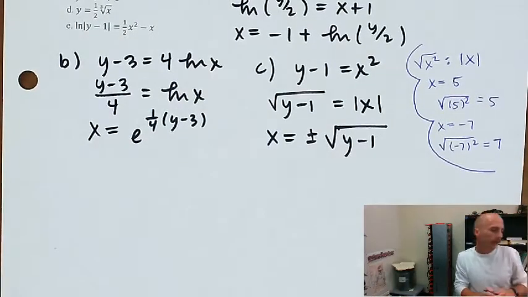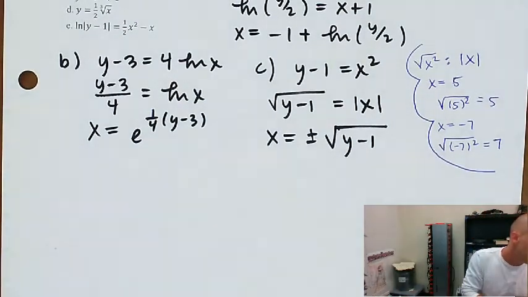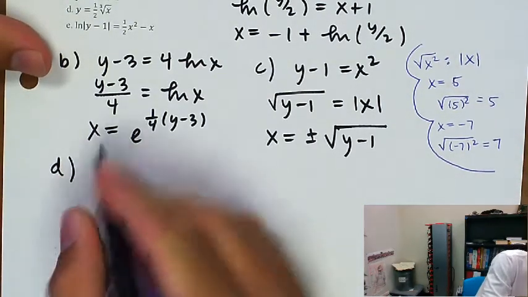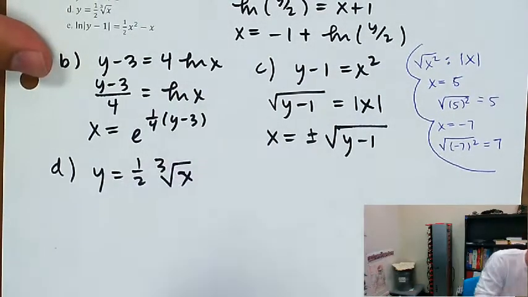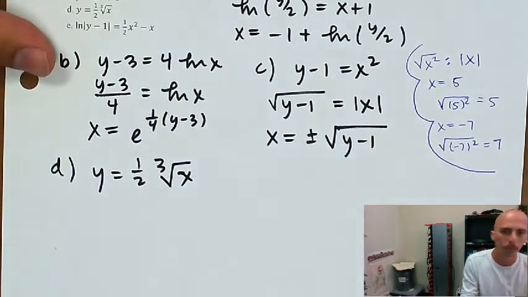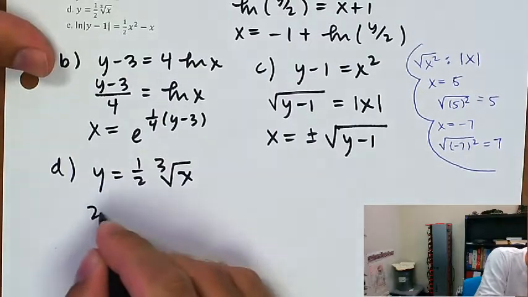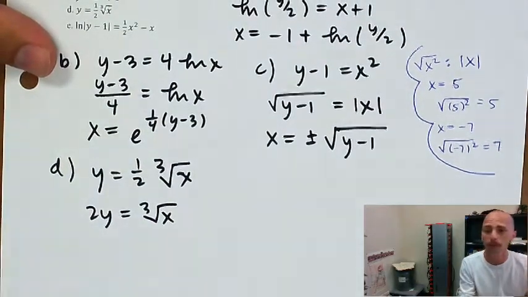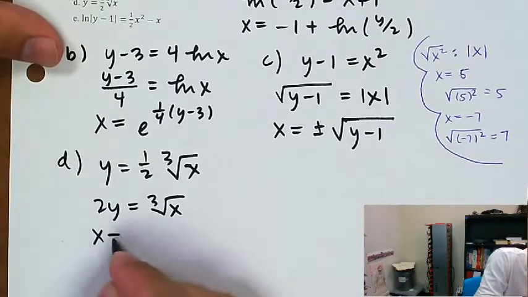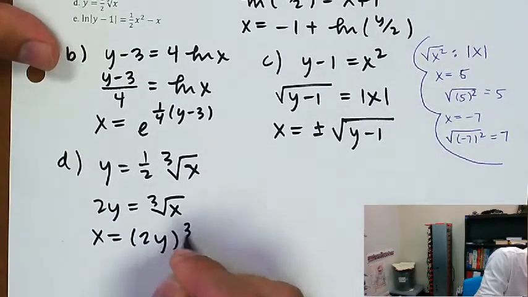All right, and then part d: y is 1/2 times the third root of x. This one will be pretty straightforward. That'll mean 2y is equal to the cube root of x, meaning I need to take both sides to the third power. So x is equal to 2y to the third.